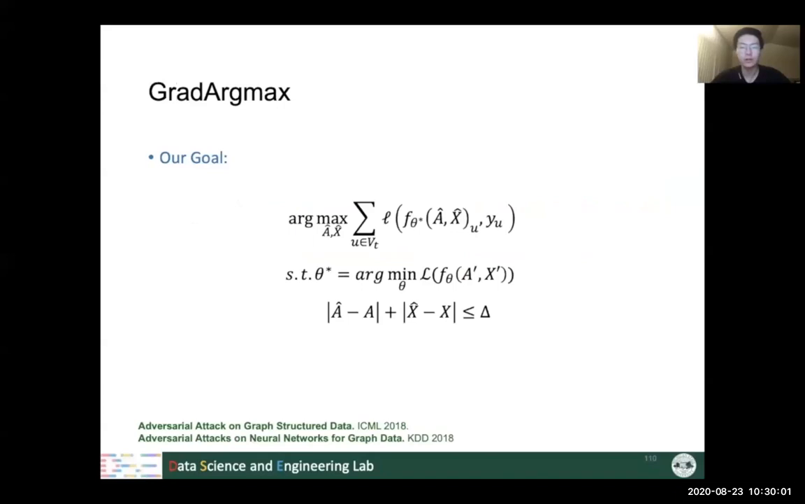The goal of GradArgMax is to find the perturbed graph A hat and X hat, which maximize the loss between output and label Y. Note that theta star is the optimized parameter of GNN trained on graph A prime and X prime. A prime and X prime can either be the original graph or perturbed graph. To make sure the perturbation is unnoticeable, we constrain the number of changed edges and features to be smaller than delta.